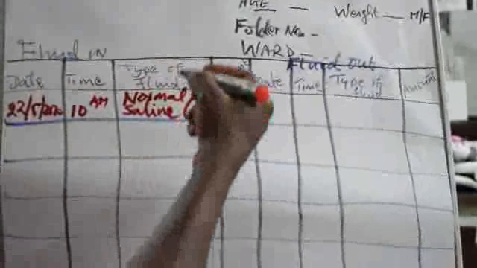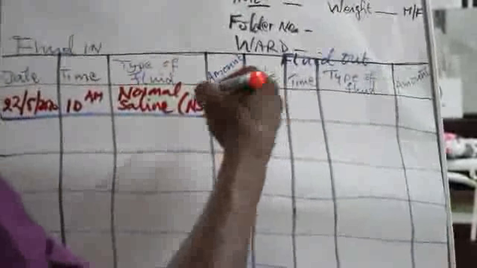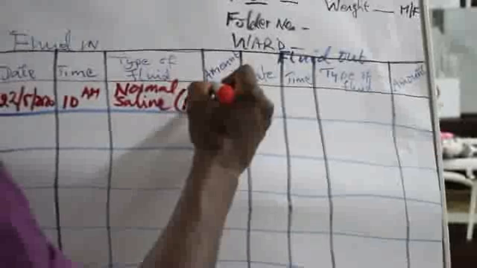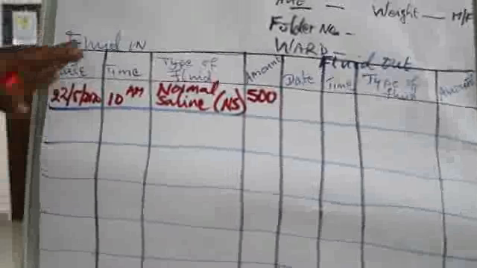And now we need to clearly also indicate the amount. We know we have normal saline in a 1000 ml bottle and also a 500 ml bottle, but I think the most common one now is 500 ml. So whatever the case might be, you write the amount of normal saline that you've got. This is the first part of the chart that we call fluid in.